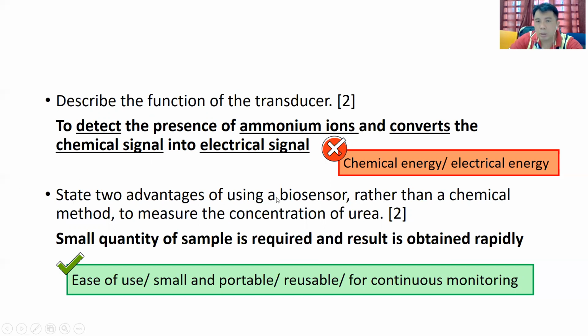State two advantages of using a biosensor rather than a chemical method to measure the concentration of urea. A small quantity of sample is required and the result is obtained rapidly. So only two. Or you can write ease of use, small and portable, reusable for continuous monitoring.